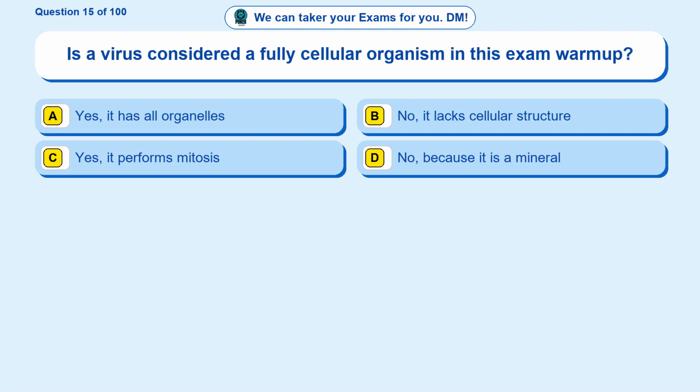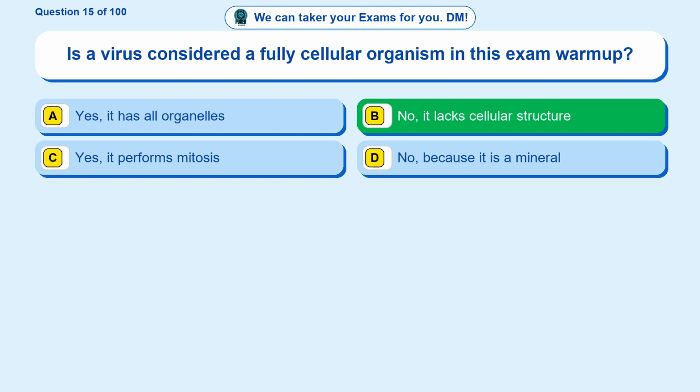Question 15. Is a virus considered a fully cellular organism in this exam warm-up? Option A. Yes, it has all organelles. Option B. No, it lacks cellular structure. Option C. Yes, it performs mitosis. Option D. No, because it is a mineral.